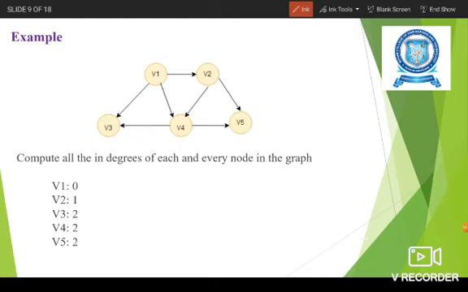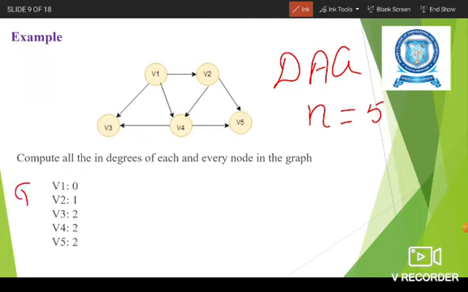This is our given DAG. So what is DAG? Directed acyclic graph. So how many vertices do we have? We have 5 vertices. They are named V1, V2, V3, V4 and V5. What is my first step? I have to calculate the integers of each node.